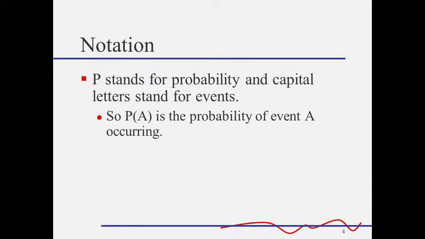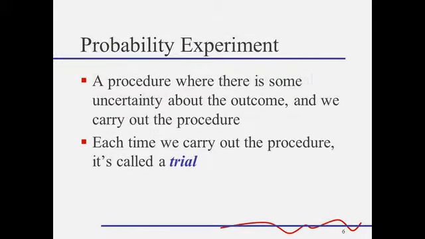The closer the probability is to 1, the more likely the event will occur. We use capital letters to stand for events, and a capital letter P is the notation for probability. So let's go over a few definitions. A probability experiment is a procedure where there is some uncertainty about the outcome, and we carry out the procedure or simulate it in some way. Each time we carry out the procedure, it's called a trial.